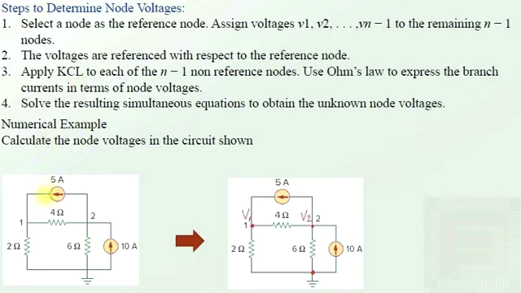Then the third step is to apply Kirchhoff's current law to each node and formulate an equation. And these equations, obtained by applying Kirchhoff's current law to all the nodes except the reference node, will give you a set of independent equations in terms of the unknown node voltages as the variables. And these simultaneous equations can be solved to get the values of the node voltages, and the circuit can be solved.